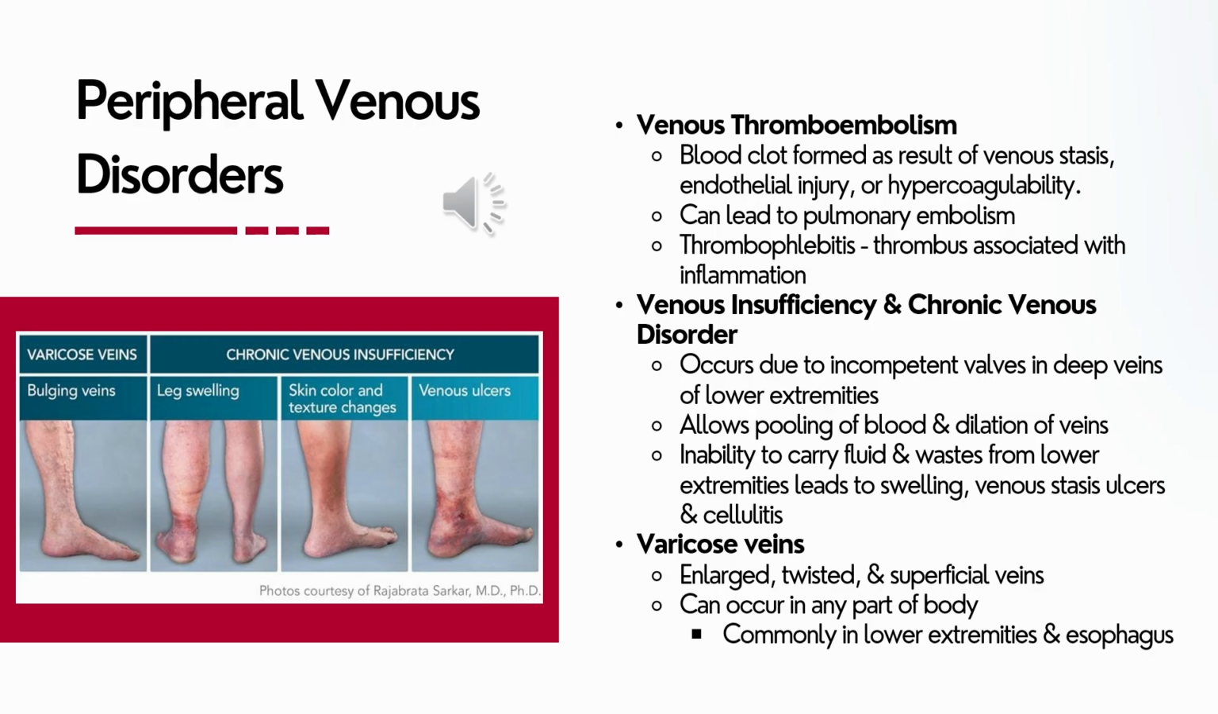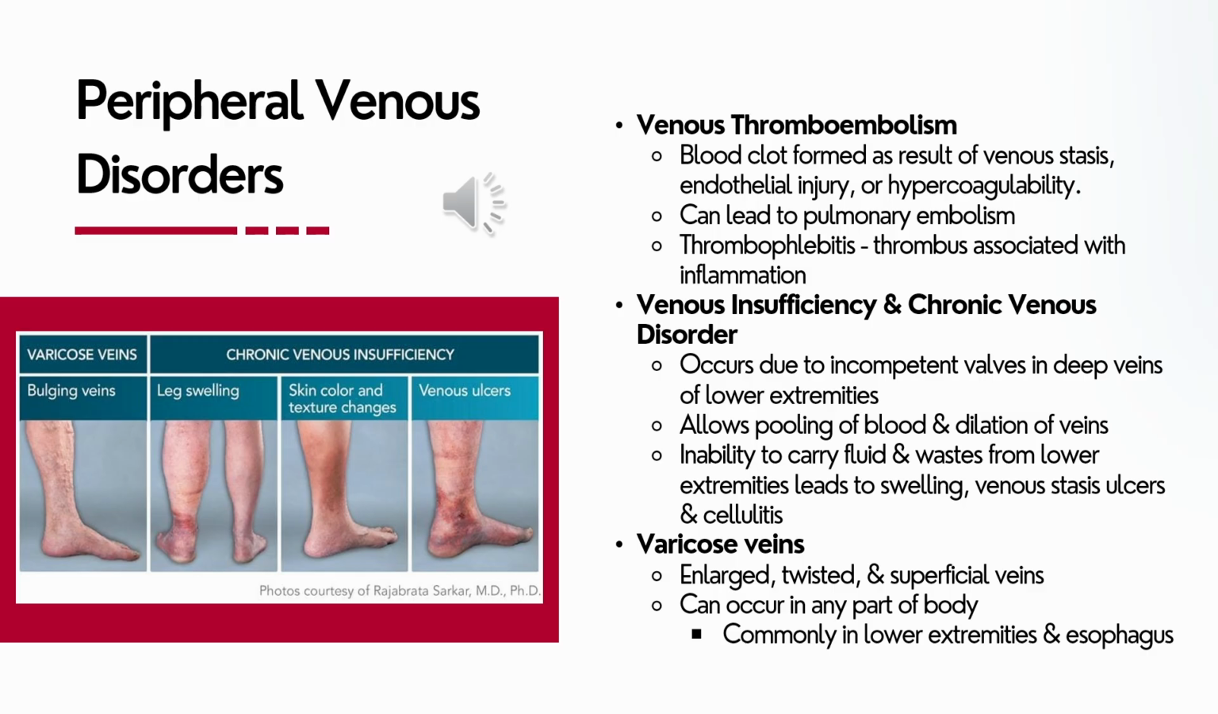So VTEs, this includes a deep vein thrombosis, or DVT, and a pulmonary embolism, which we talked about previously on the last slide. But also to note here, thrombophlebitis, which is an inflammation of the vein with a thrombus, is another manifestation of this. So chronic insufficiency and chronic venous disorder, this is kind of where a lot of our focus is for peripheral venous disorders.